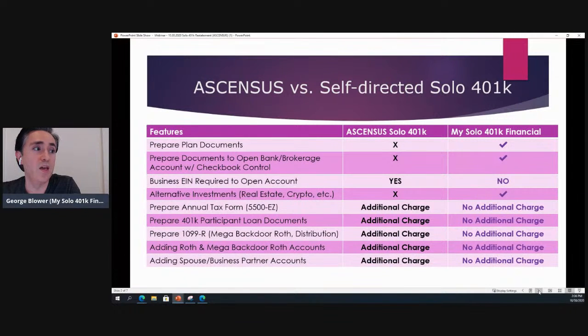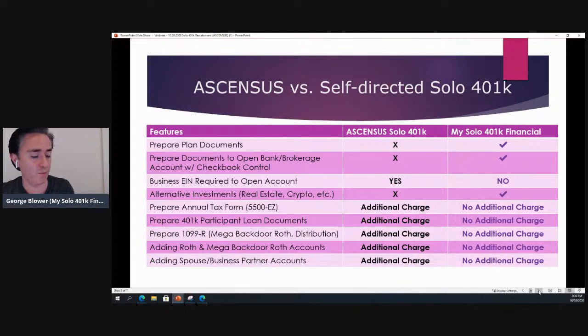So the first one here is the Form 5500EZ. That is the annual filing for a 401k, which only applies once the value of the plan exceeds $250,000. So we prepare that Form 5500EZ automatically as part of our services for no additional charge. Whereas with Ascensus, you need to pay them an additional fee in order for them to prepare that Form 5500EZ.